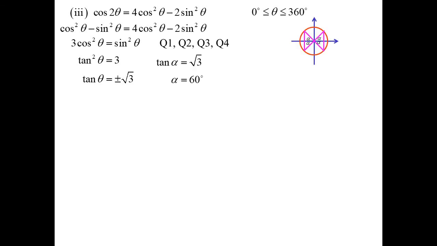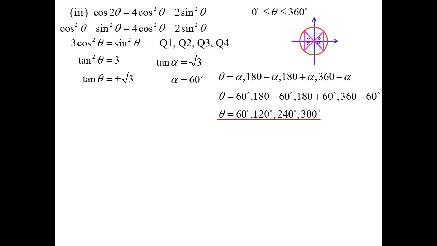Cos 2 theta, 4 cos squared minus 2 sine squared. Well, which one will I use? Cos 2 theta, I've got 3 choices. I think I'll probably just go with the cos squared minus sine squared, because that way I can play around with this one and end up with tan squared. Okay, so a bit of division, we get tan squared is 3. As I say, so tan theta is plus or minus root 3. In all 4 quadrants, the acute angle is 60 degrees, again one of our exact values. And we end up with 4 possibilities.